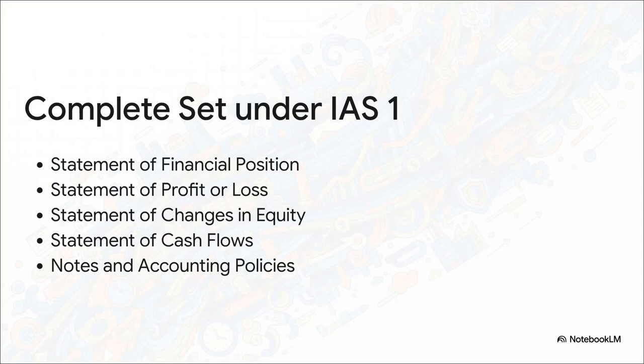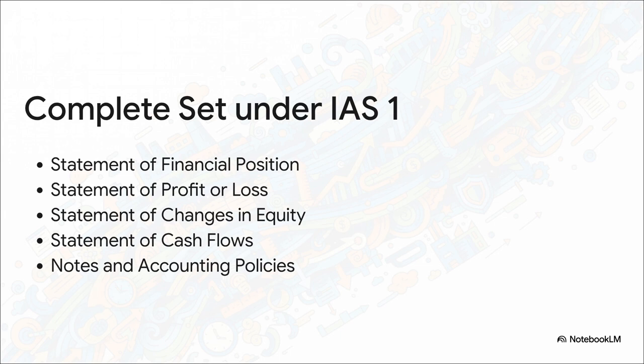Under IAS 1, those abstract concepts become reality through a complete set of financial statements. This requires 5 specific components: the statement of financial position, the statement of profit or loss and other comprehensive income, the statement of changes in equity, the statement of cash flows, and finally your notes, which include accounting policies.